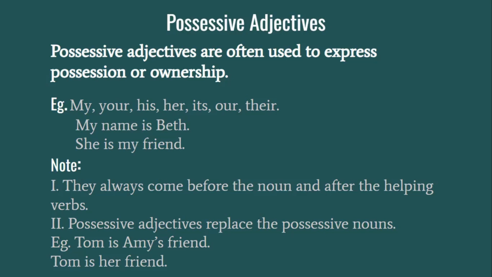So I can say, my name is Beth and she is my friend. Okay, they always come before the noun and after the helping verbs. And we use them to replace the possessive nouns. Possessive nouns are apostrophe S. When we use apostrophe S, those are possessive nouns. For example, Susmita's glasses, right? That's how we use them. So I can say Tom is Amy's friend, and I can also say Tom is her friend.